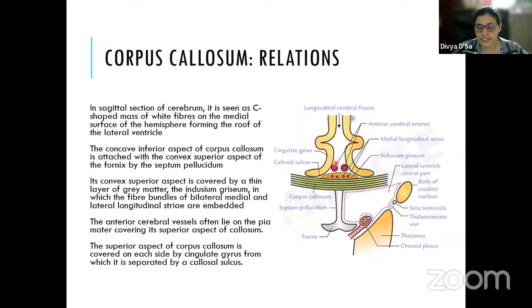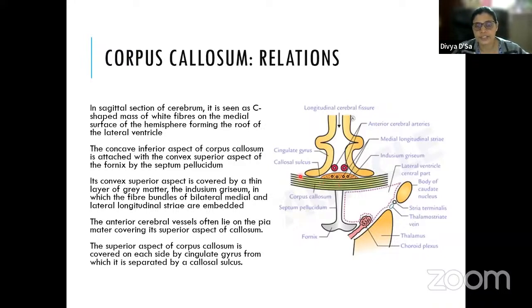Okay, next coming to the relations of the corpus callosum. Corpus callosum is a very commonly asked question and it's very important. So when we take a sagittal section, this is the corpus callosum. Once you understand the diagram, it is easy to draw. Don't try to just mug things up and draw the diagram. Understand the diagram, draw it, and then study the relations, so you will be able to get the correlation.